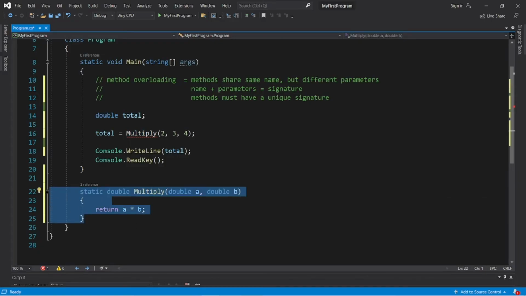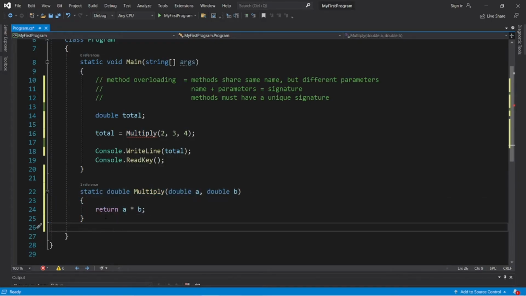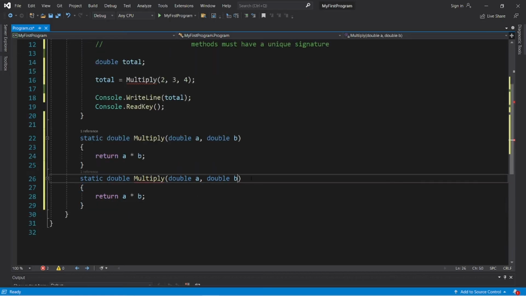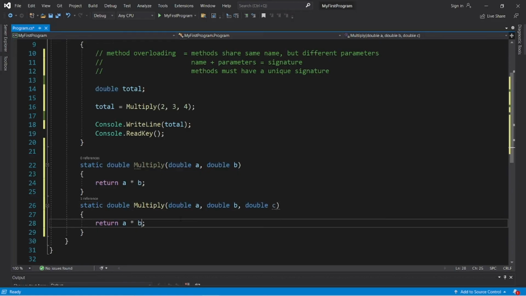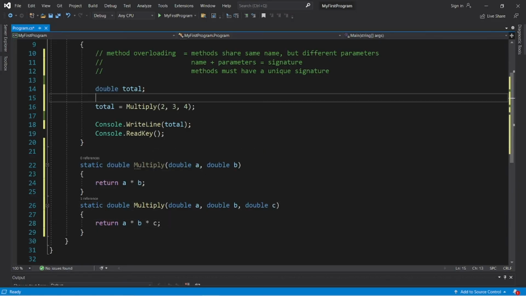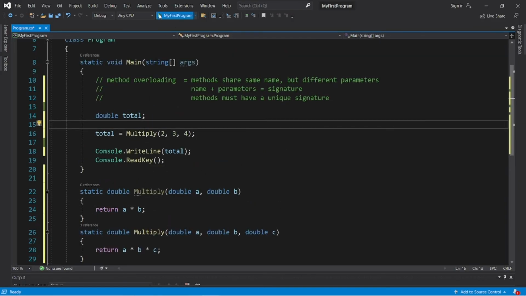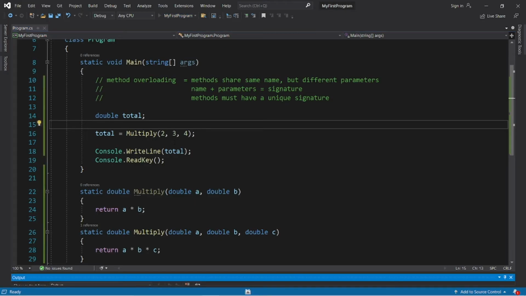To solve this problem, I'm going to create a second multiply method, and this will have a different set of parameters, giving it a different method signature. So let's create a method that has three parameters, A, B, and C. Return A times B times C. And you can see that that problem went away, and this should work. So 2 times 3 times 4 equals 24.